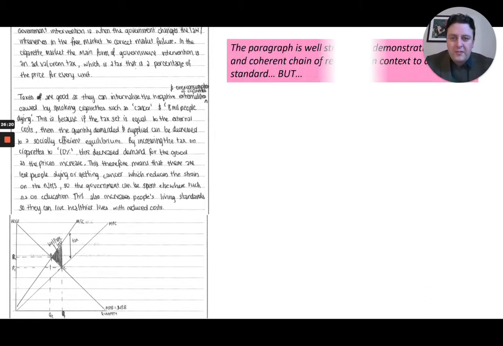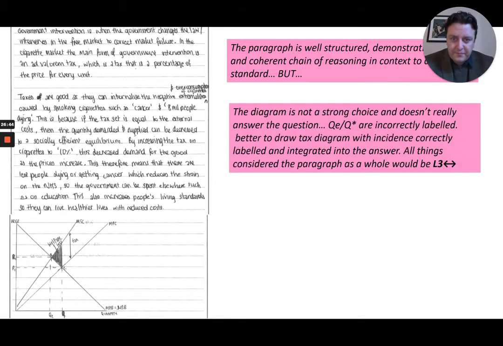So with this question, we'll have a look at the first paragraph. The first paragraph is about government intervention, and they've mentioned market failure, and they've mentioned an ad valorem tax. You can also use a Pigovian tax there. It's a fairly good first paragraph.